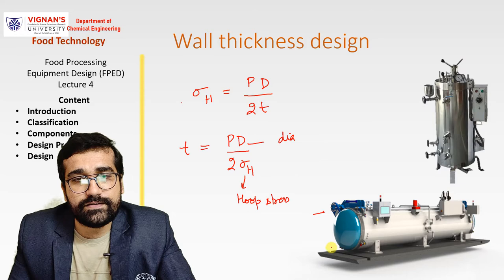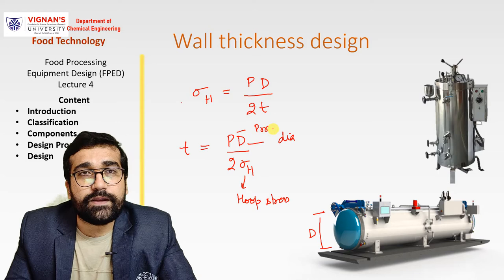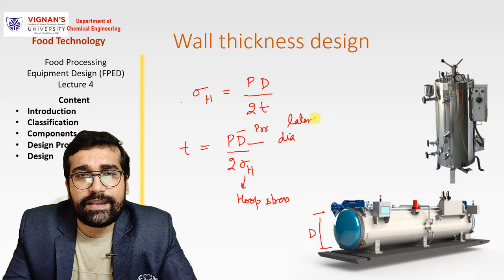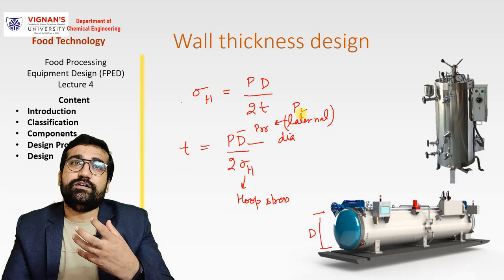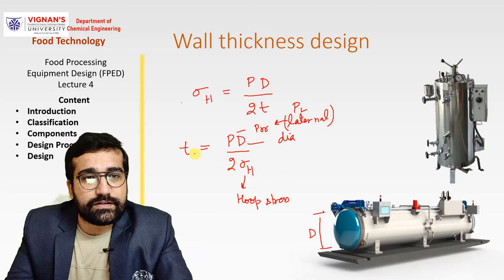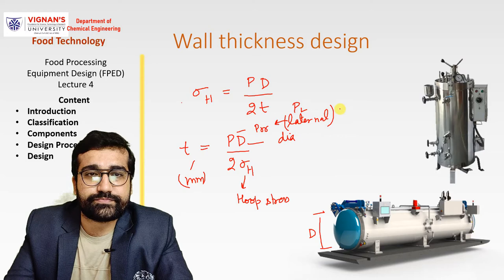P is the pressure exerted on the surface, which is lateral pressure in this case, or any pressure. Vertical pressure and lateral pressure are both the same in case of steam, and also in case of water, but in case of solids it changes. Then we'll find the thickness in mm, with stress in Pascals.